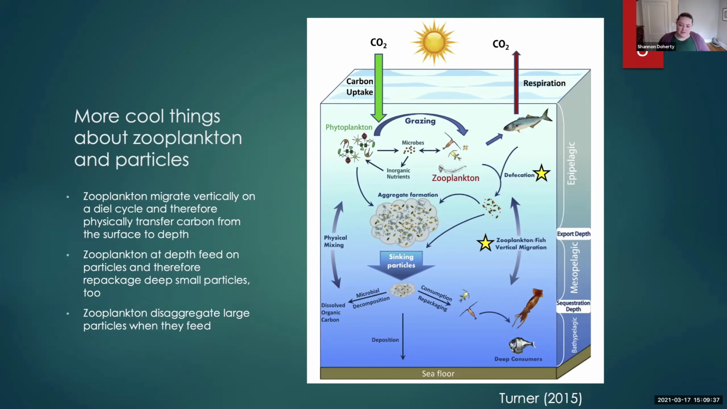So the first is zooplankton vertical migration. And this is a mechanism by which zooplankton physically move carbon from the surface where they feed at night to depth where they rest during the day. So they're also physically moving these particles. We also have zooplankton that are living below the euphotic zone, and those are consuming particles and repackaging them, but they're also breaking up particles because they're very messy eaters. So they're doing both things at the same time.